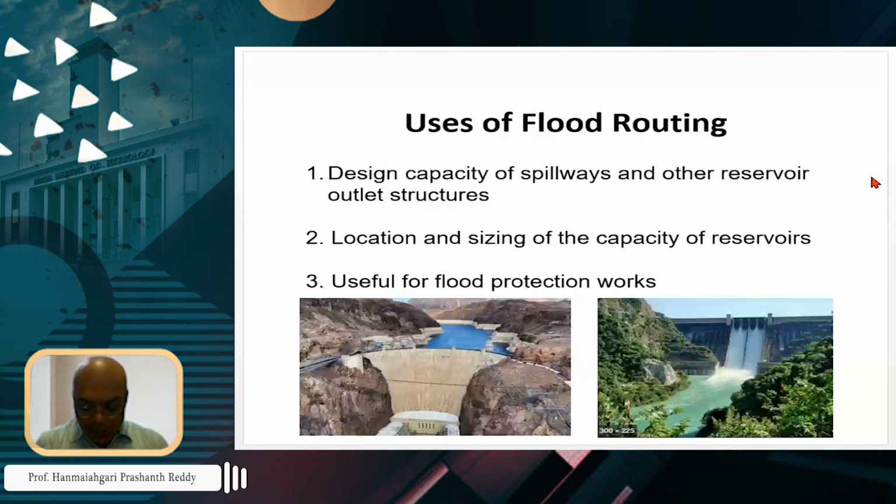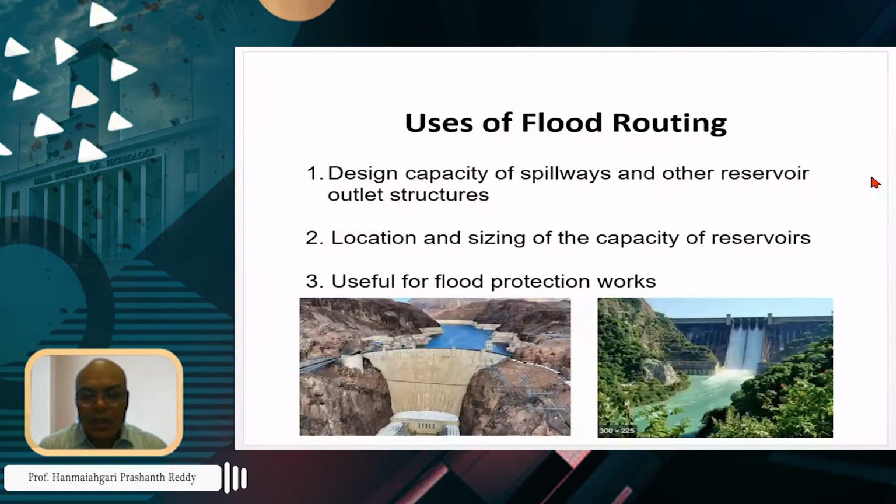So we may wonder why we need to resort to flood routing and what the uses of flood routing are. Flood routing is important because we need to size the capacity of the reservoir, and the capacity of the spillway or any outlet structure. To design any outlet structure, we need to know the flow with time.